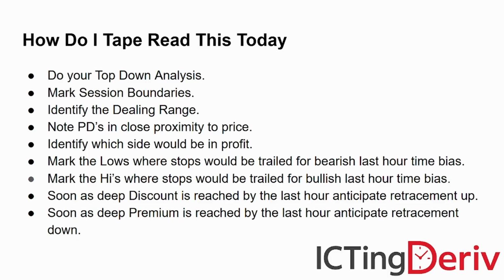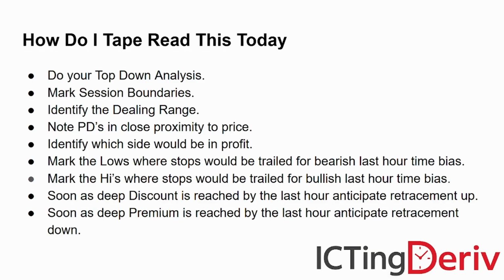So identify which side would be in profit, mark the lows where stops would be trailed for bearish last hour time bias. That is, price has moved up most of the range, and you're expecting towards the end of that session that there will be a drop, right? Or mark the highs where stops would be trailed for a bullish last hour time bias. So price has been going down. It has left some highs and it's going down. You mark those, and then I try to study how price runs for those highs during the last hour.